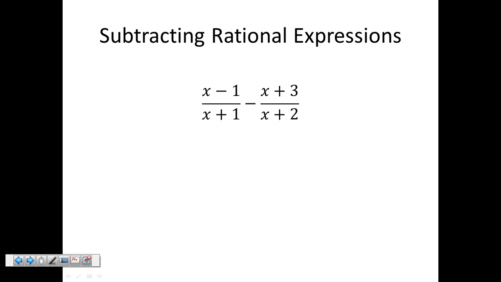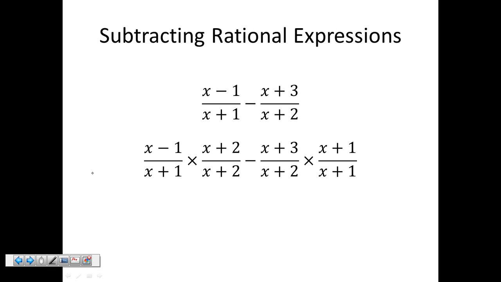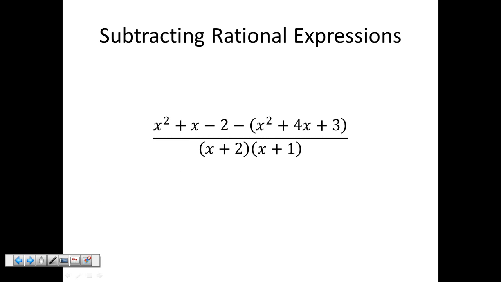Okay, we're going to have to create a common denominator. Our easiest common denominator is the two denominators multiplied together. So I think about what each fraction needs in the denominator. That's what I multiply by, top and bottom. And I go ahead, multiply together the two tops on the left side, multiply together the two tops on the right side. Notice these parentheses.